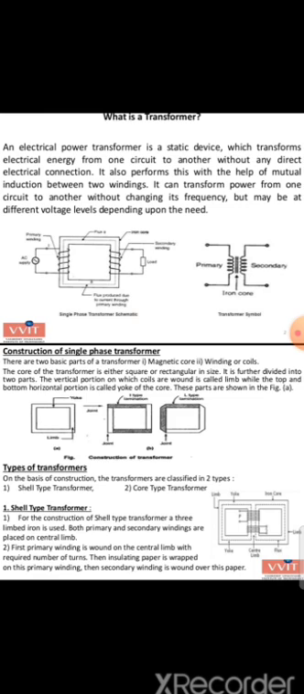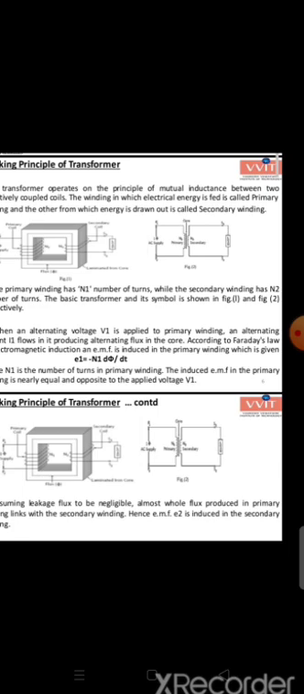Types of transformers. There are basically two types of transformers on the basis of their construction: shell type and core type. Shell type means we place the primary coil and secondary coil separately, not combining them, one inside the other, whereas in core type we will divide it. So this is the basic explanation, and next we follow how the transformer works.